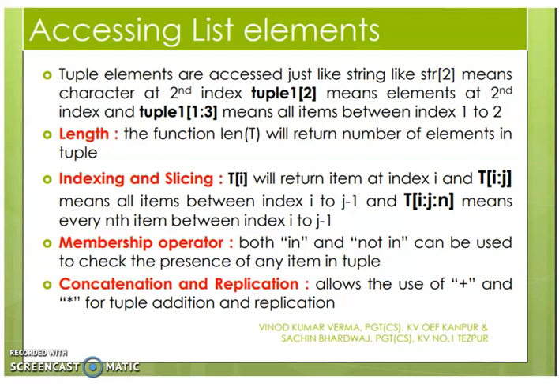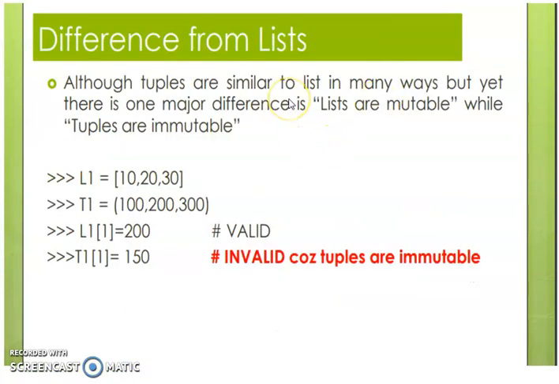Next one, concatenation and replication. Okay, for concatenation you can use the plus symbol, and for replication you can use the star symbol. Then the next one, difference from list. See children, although tuples are similar to lists in many ways, yet there is one major difference: lists are mutable while tuples are immutable. Okay, lists are mutable whereas tuples are immutable.